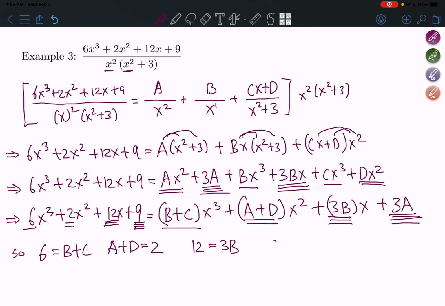So I'll just write it here. So 9 equals 3a, and from here, maybe I'll write it downwards. Okay, if 9 is equal to 3a, then a is equal to 3. Similarly, 12 equals 3b, then b is equal to 4. If b is equal to 4 and b plus c equals 6, then c is equal to 2. Last but not least, if a plus d is equal to 2, but a is 3, then d is negative 1.